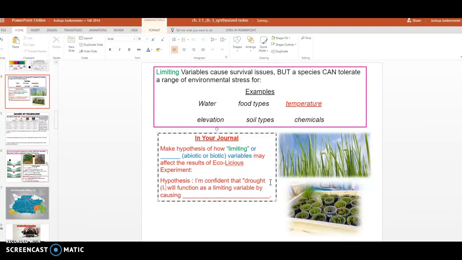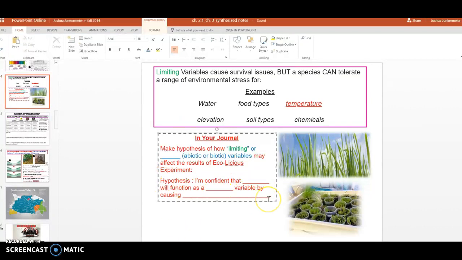And then it's an independent variable, right? In my example, your independent variable will be different, but it will function as a limiting variable by causing what? So what do you think the result will be? So when you add your independent variable, you think it'll function as a what, right?